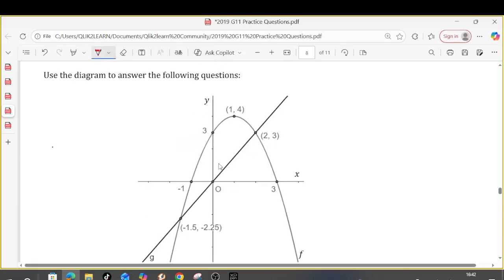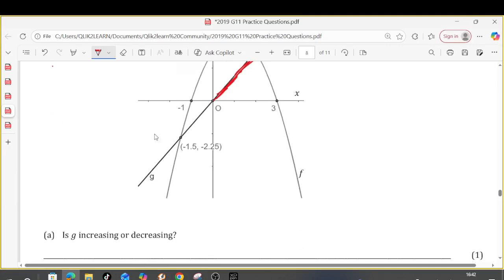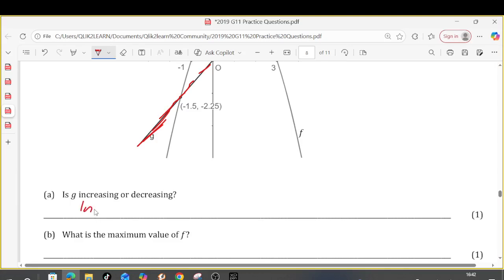This is g, the graph of g. We can see that when the x values increase, the y values also increase. So this graph is an increasing function.